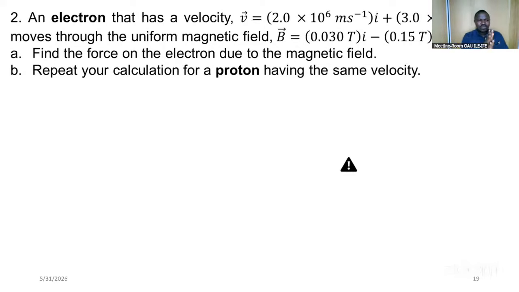Now, if we go a bit further, we want to determine the force on the electron due to the magnetic field. I believe my students still remember the formula I gave you earlier. Good. F is equal to QV, but you're supposed to put a cross product between the V and B. It's going to be Q times V cross product B.